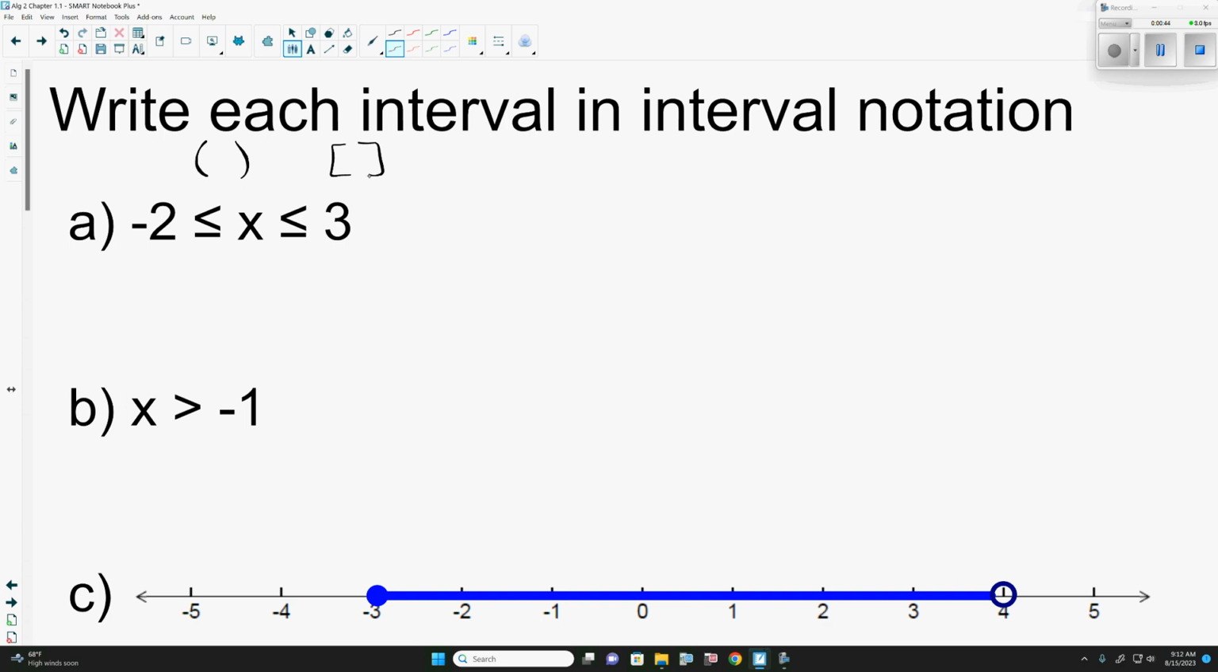So if we look at the first one, A, -2 is less than or equal to x is less than or equal to 3. Well, we would have -2 and 3 as our endpoints because this is a bounded interval. And we would use what? Brackets.